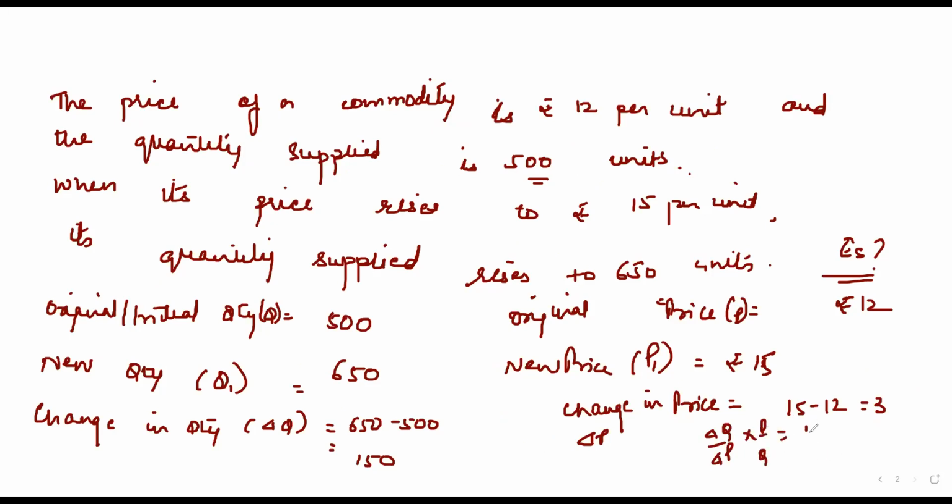So we have here 150 upon 3. Okay, delta Q is 150. Delta P was 3 into P. That's your original price. What was your original price? 12. And what was the original quantity? That was 500. Just try and calculate this. What do you get out of this? I'll wait for a moment.